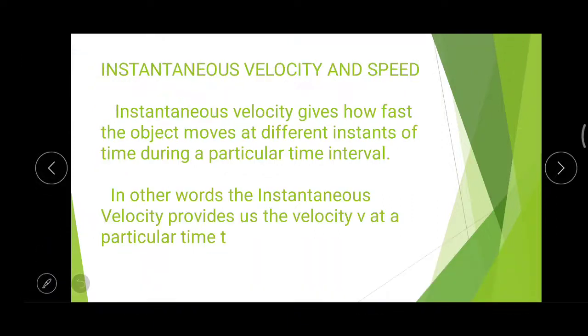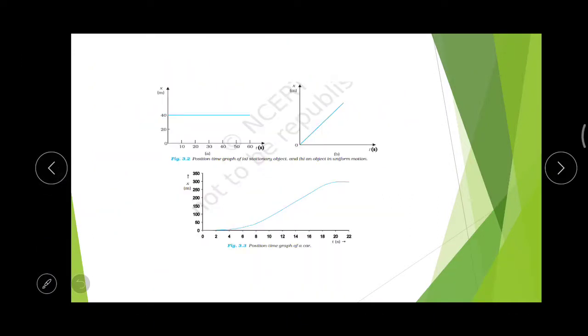Hi dear students. In the last class we discussed average velocity and average speed. Now let us come to the position-time graphs of a body at rest, a body in uniform motion, and a body in non-uniform motion. First of all, consider a body at rest.